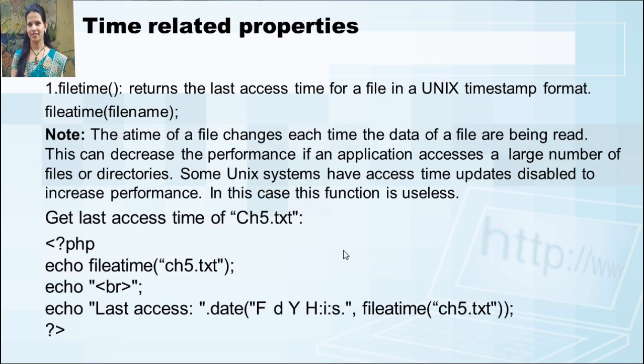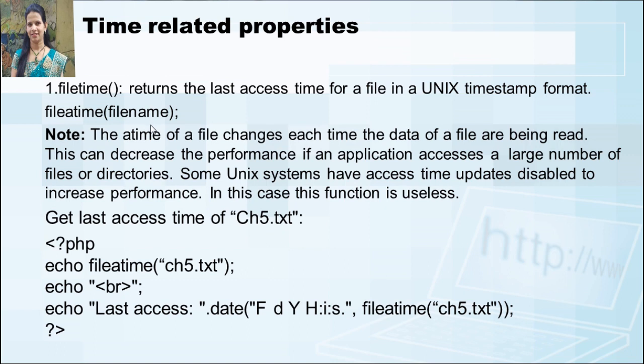Next are the functions related to the time properties. See, this is also information about the file, but this information is about time. We know that there is an access time, modified time, and change time. So you can use three different functions for this. You can use fileatime for the file. Here is the syntax, fileatime. You need to use the fileatime function to check the access time of the given file.